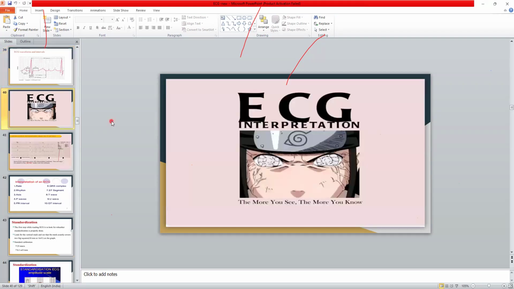So now let us know how we have to interpret an ECG. The more you see, the more you know. So repeated interpretation helps you to identify the early abnormal changes.